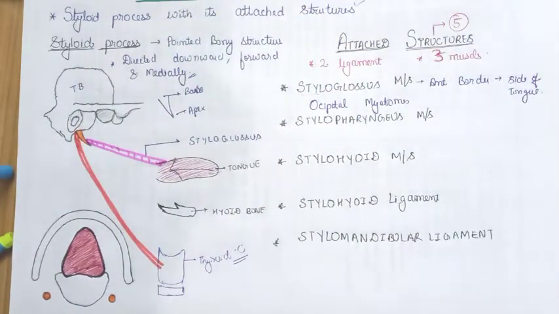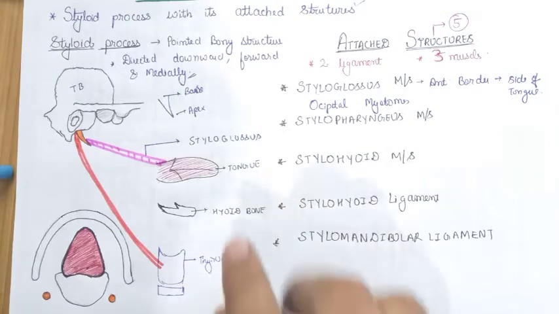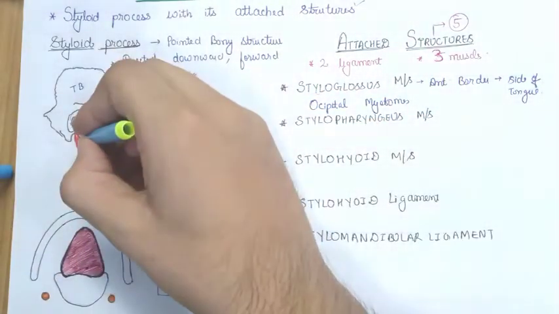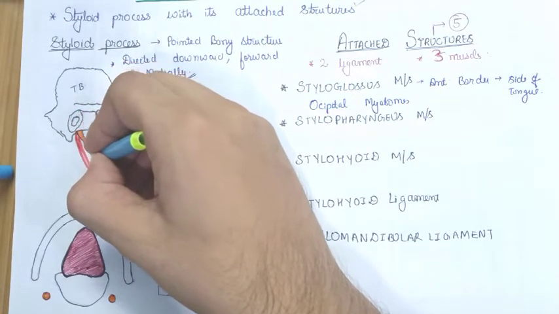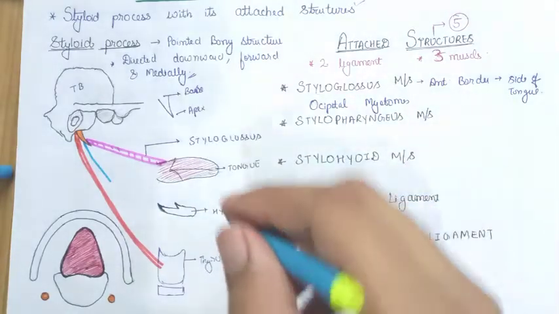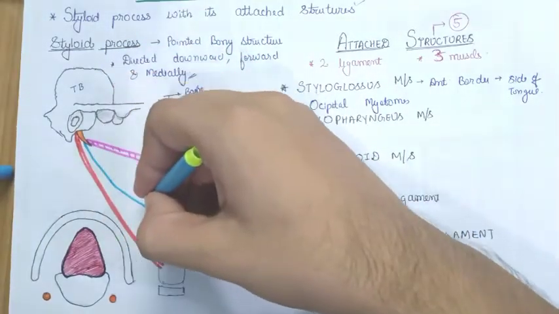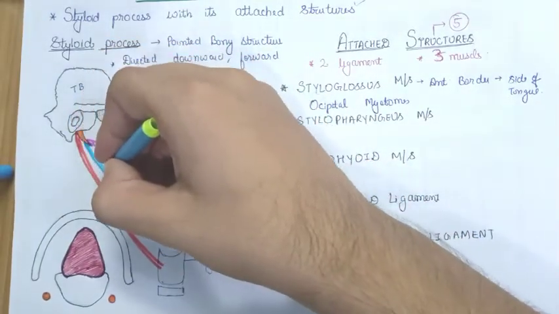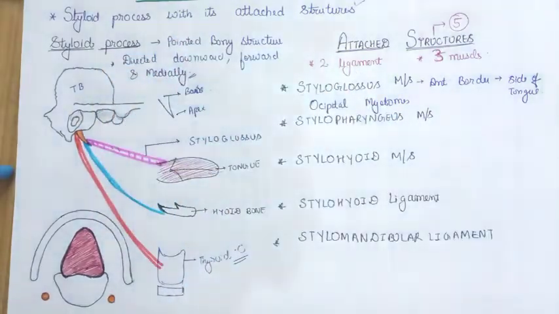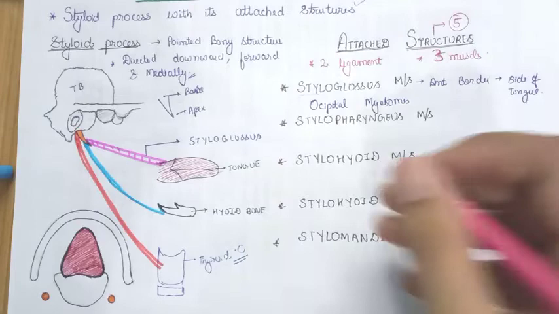Now the next muscle is the stylohyoid muscle. So how is it placed in your body? See, it makes its origin from the posterior border of the styloid process and inserts into the posterior border of the hyoid bone. So it is very simple to understand: posterior border of the styloid process and the posterior part of the hyoid bone. Now let's write down what we discussed.